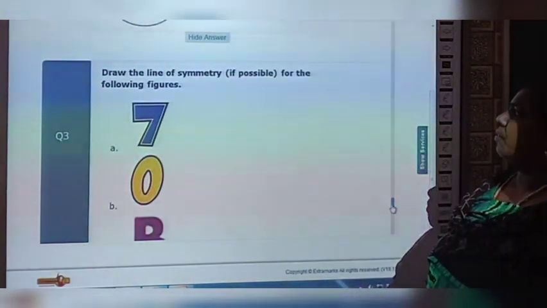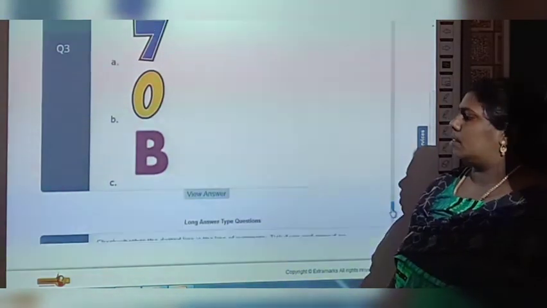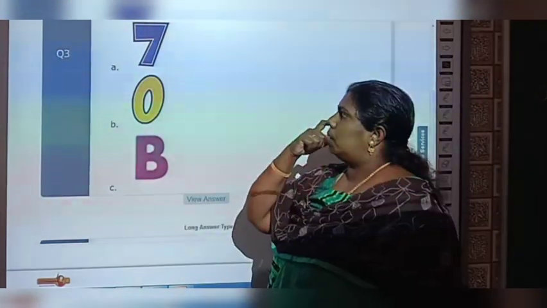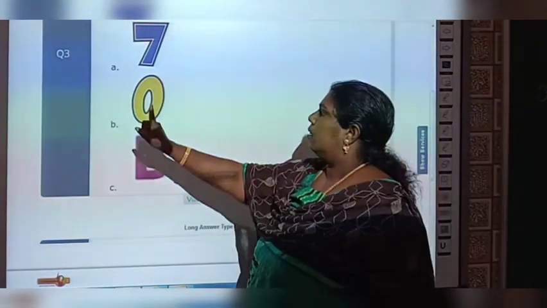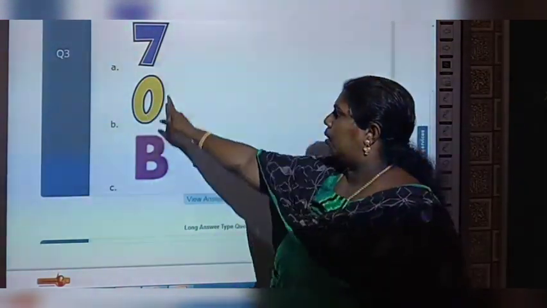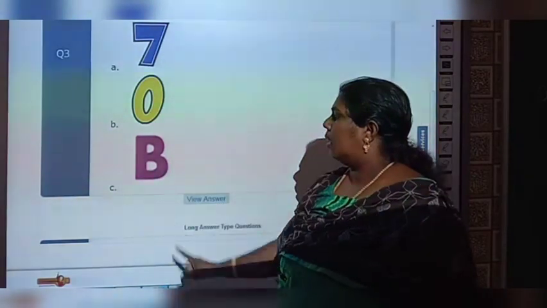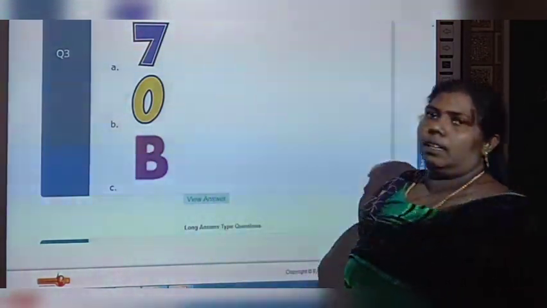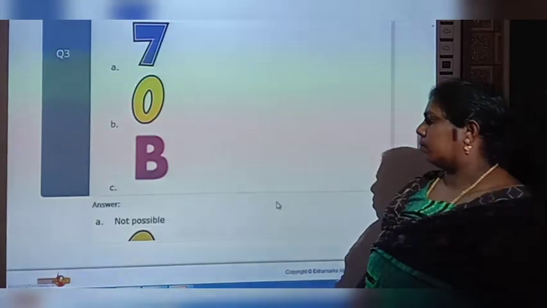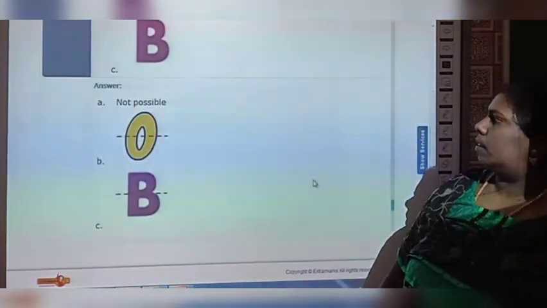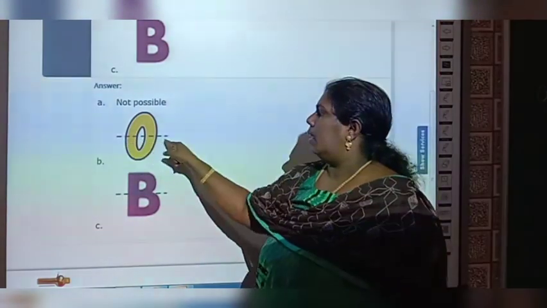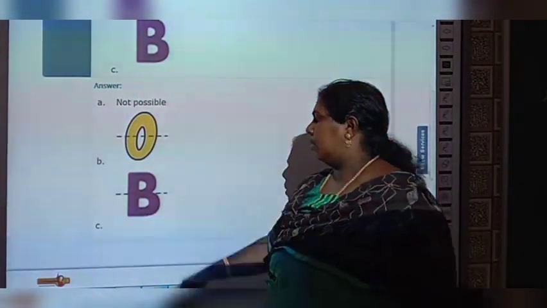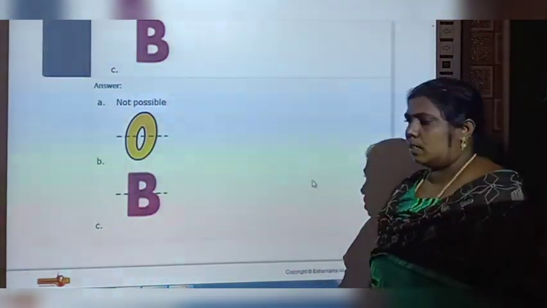Draw the line of symmetry if possible for the following figures. In the first one, is it possible to draw the lines of symmetry? No, we cannot draw, right? Then what about this one? Here only 1 line of symmetry. Then B, here also we can draw horizontally. The first one is not possible, we cannot draw. The second one, the horizontal way. Then the third one also has a horizontal line of symmetry.